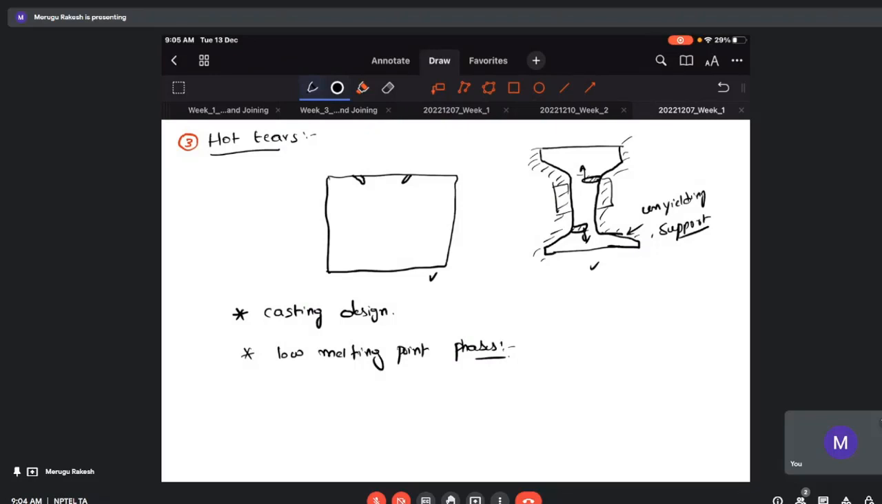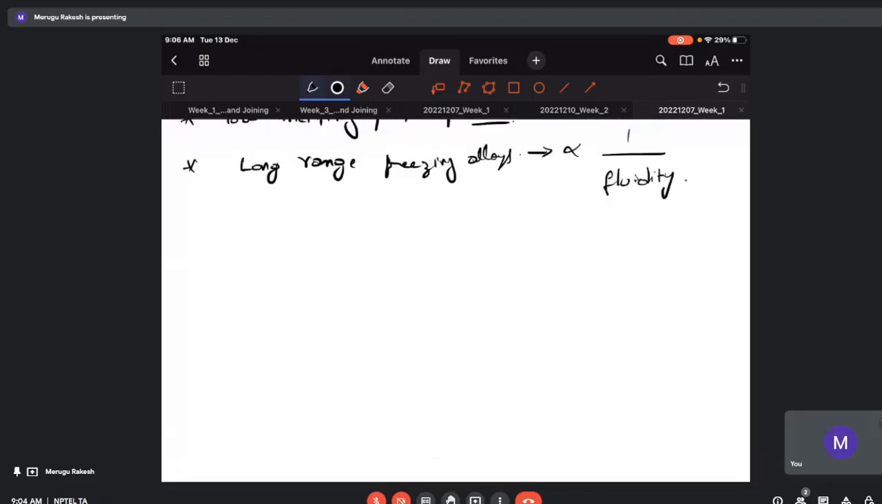And if you have a long range freezing, also one more is where the fluidity is less. This is also one of the reasons for this type of defect, and this fluidity will also come in some other defect that I will explain.